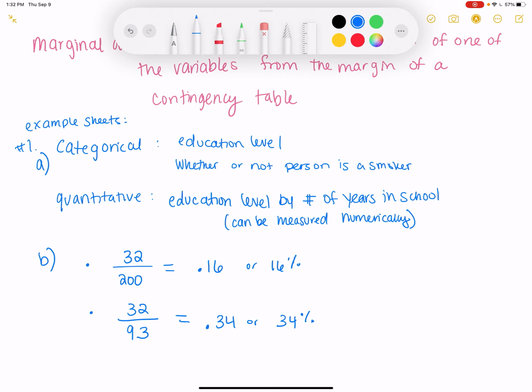All right, and then in the third one there, what percent of the smokers had only a high school education? So in this one, you're highlighting smokers or percent of smokers, and then high school education.